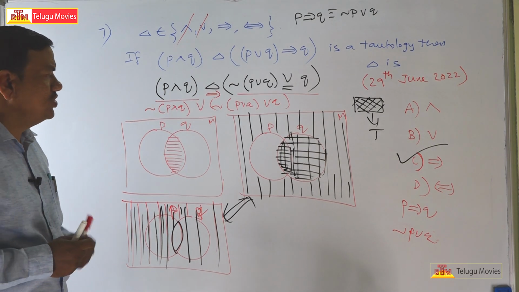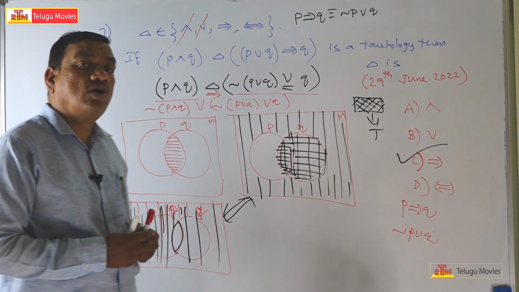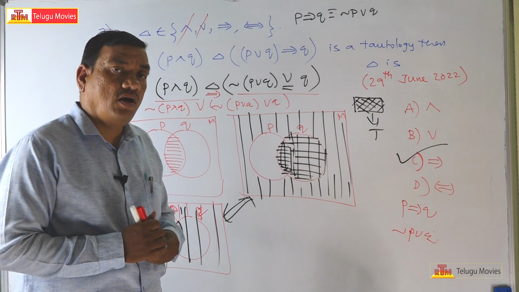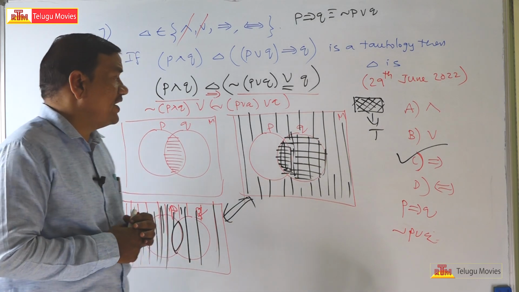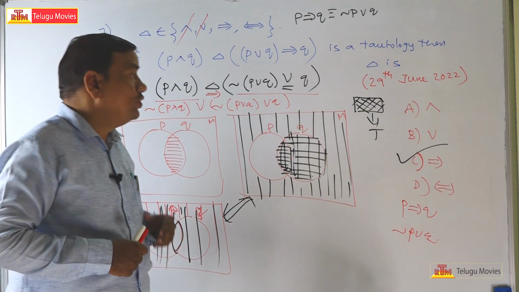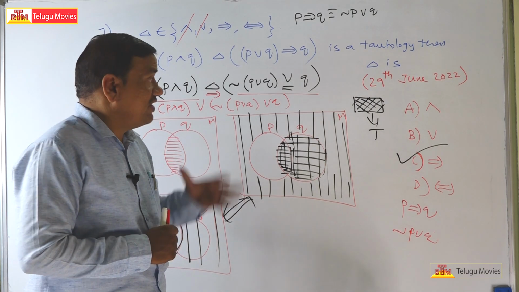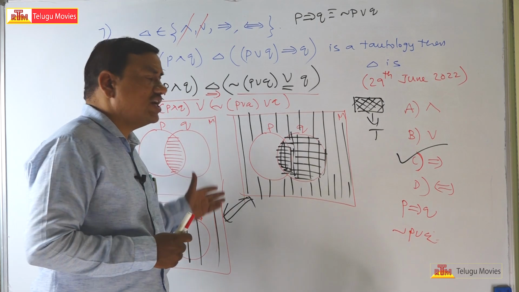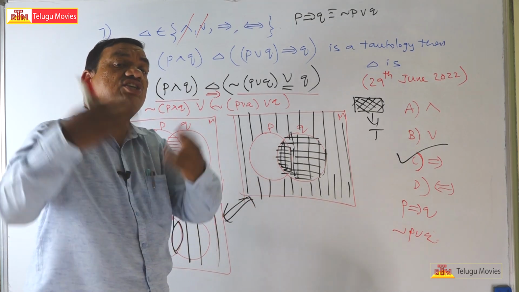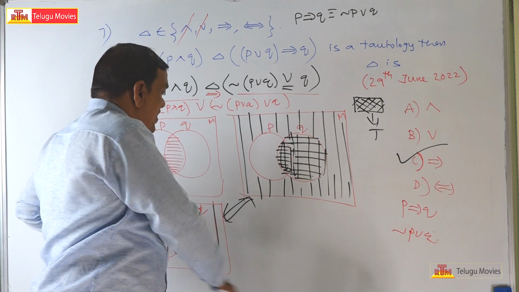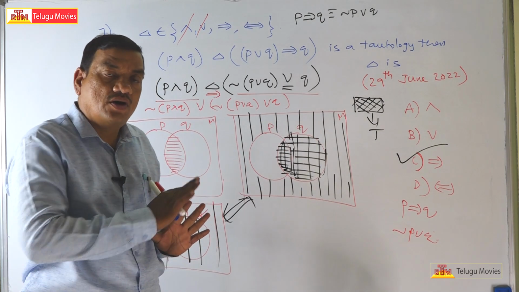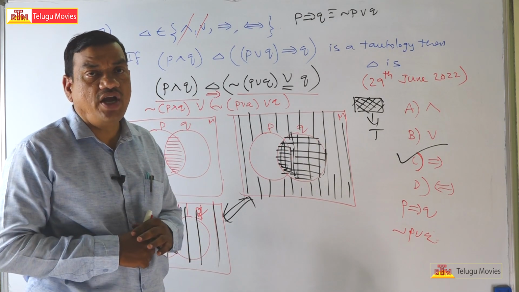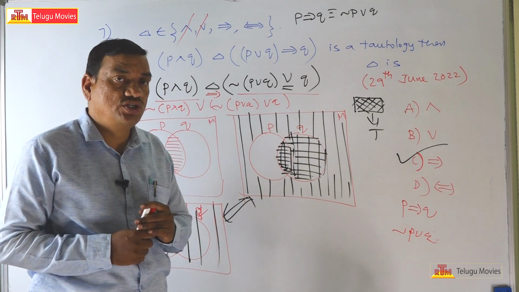Understand? So this is very logical. Without using truth tables, by using Venn diagrams only, you can say whether a given compound statement is a tautology or a contradiction. If there is any gap, then it is not a tautology. If the total Venn diagram is shaded, then it is a tautology. I hope you understand these solutions.